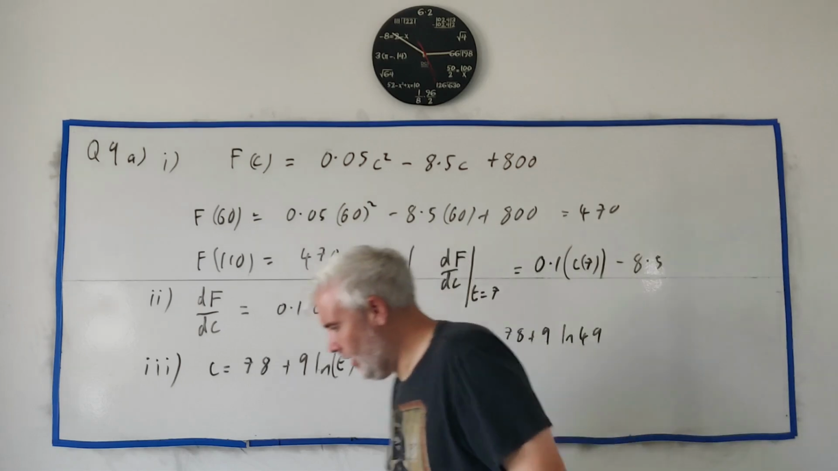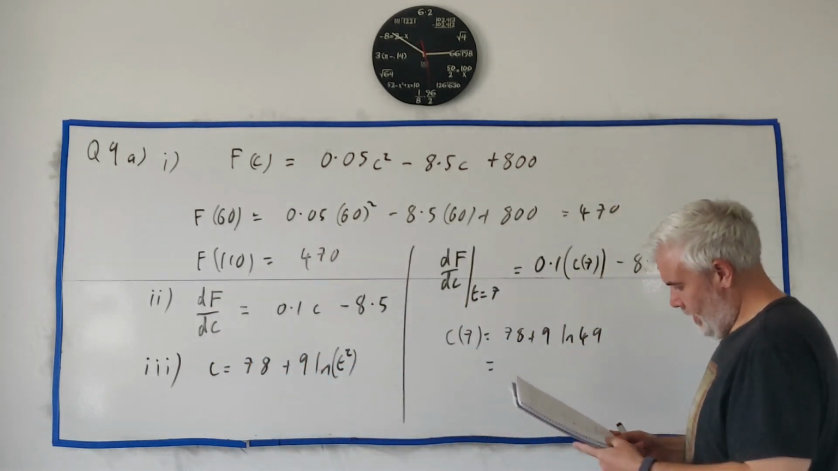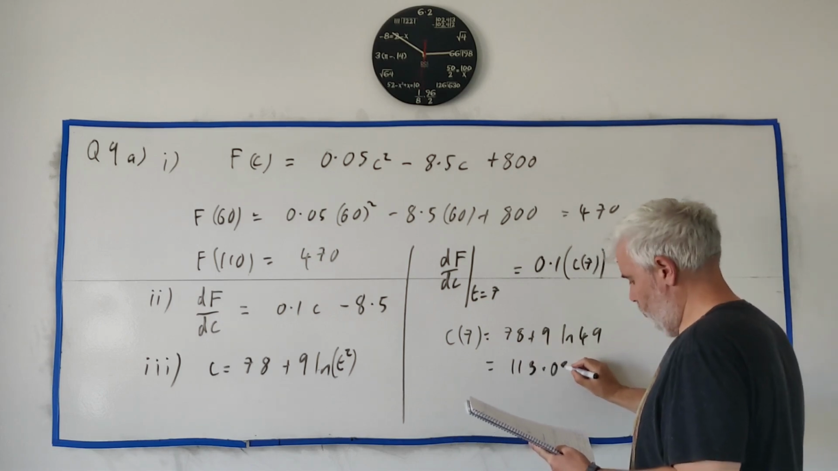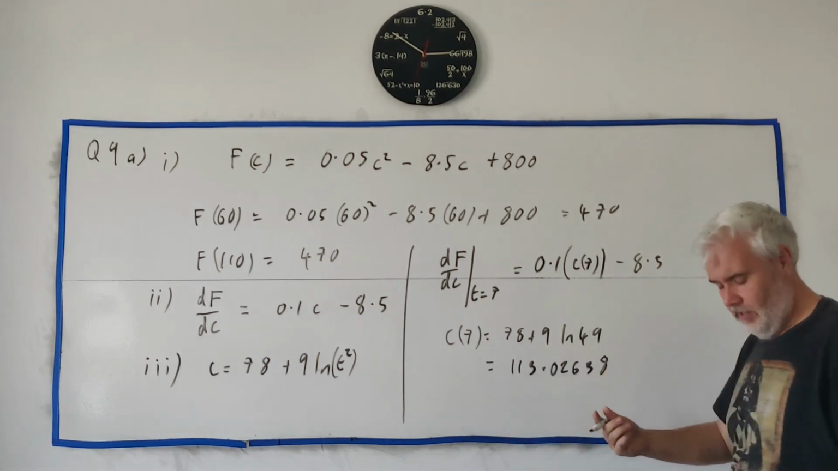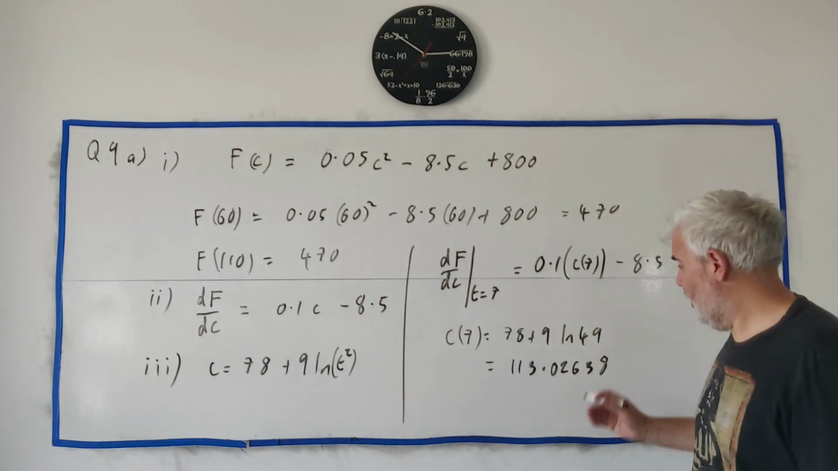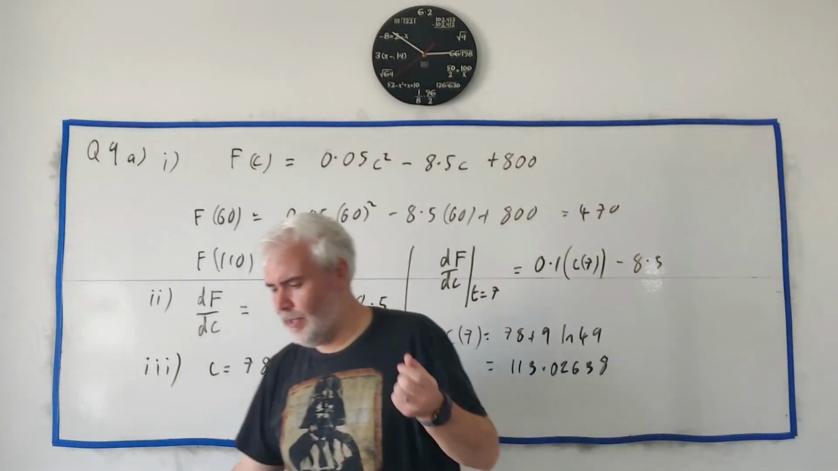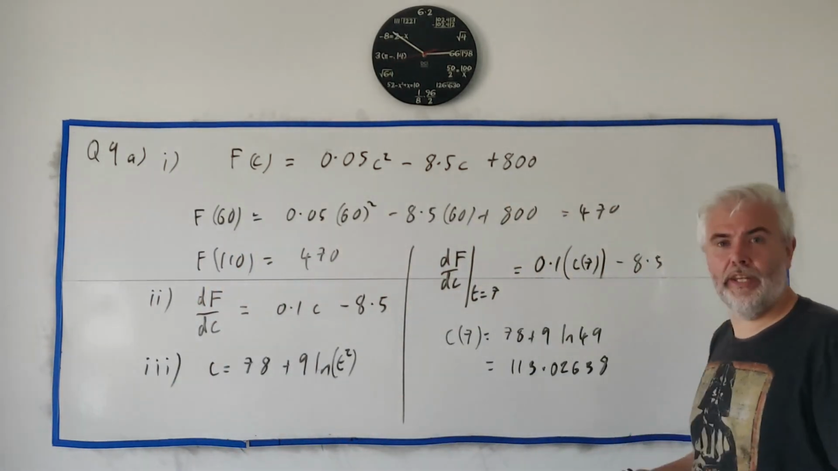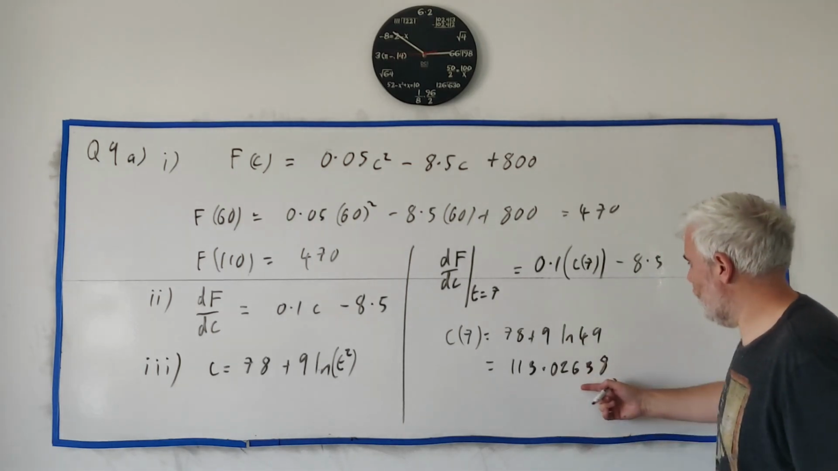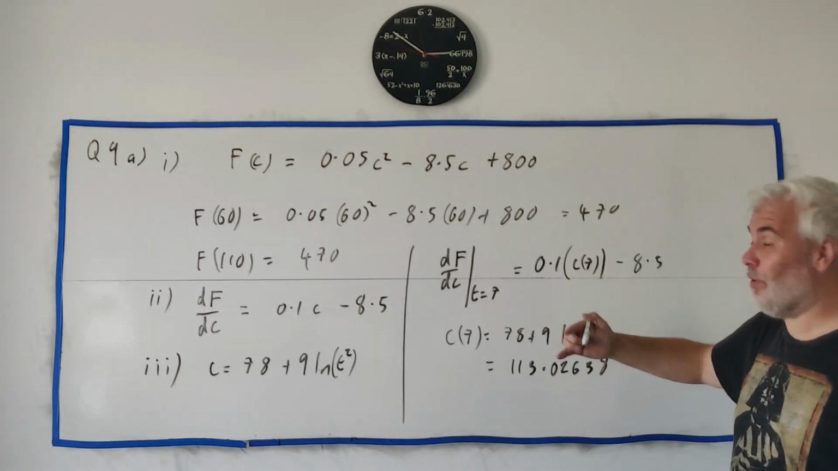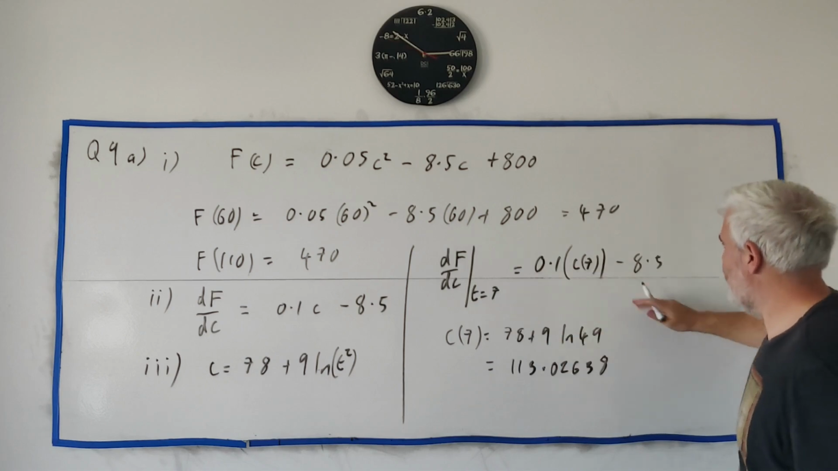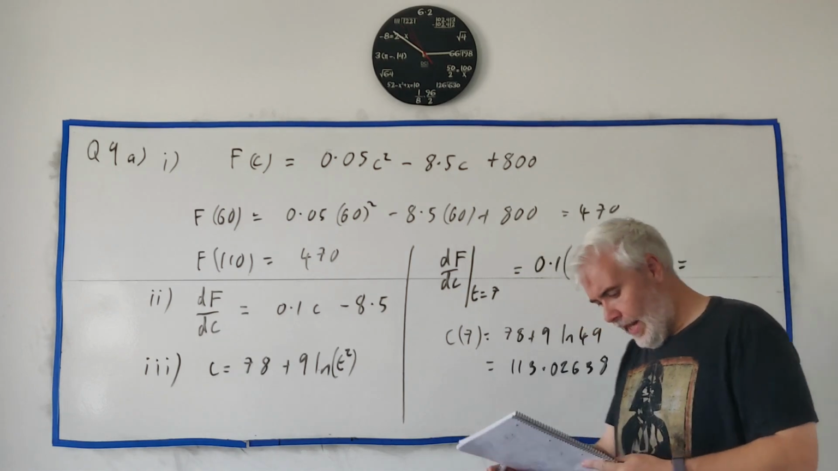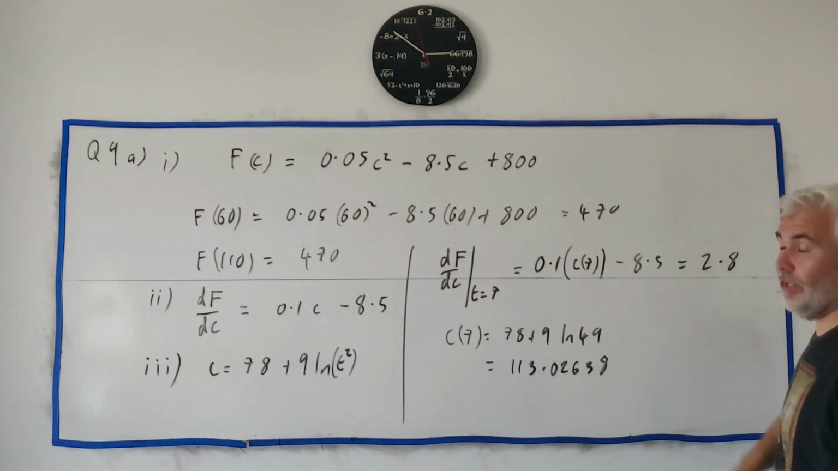Put that into a calculator and we get 113.02638. I tend to just take loads of decimal places. In fact, I keep it on my calculator, so we use the exact number really. We put it in here, again use the numbers on your calculator, multiply by this, take it away from that, and we should get 2.8 to the nearest 1 decimal place.